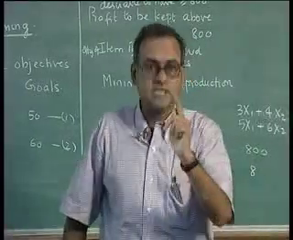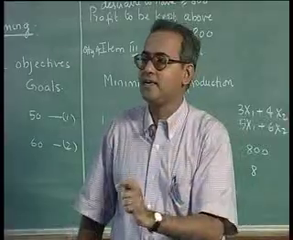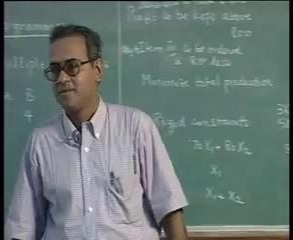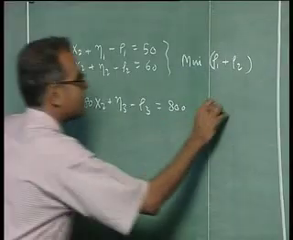It also tells me something. If I am not able to get eta 3 equal to 0, I get eta 3 equal to a positive value, it means I cannot get this 800. So, here the objective is to minimize eta 3.